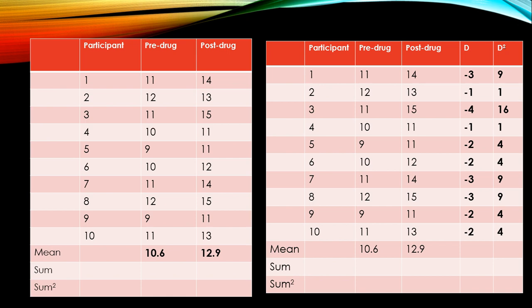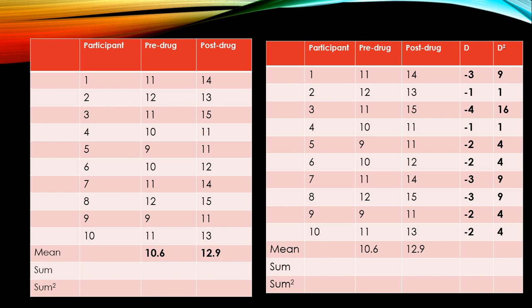Now, it's worth noting that the differences are always a little bit higher. In the post-drug column, condition B, all of those numbers are higher, some of them only a little bit, some of them several bits, than the numbers in condition A, the pre-drug.